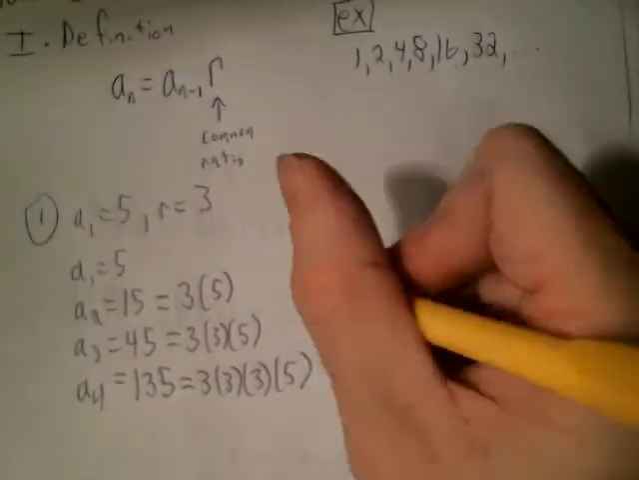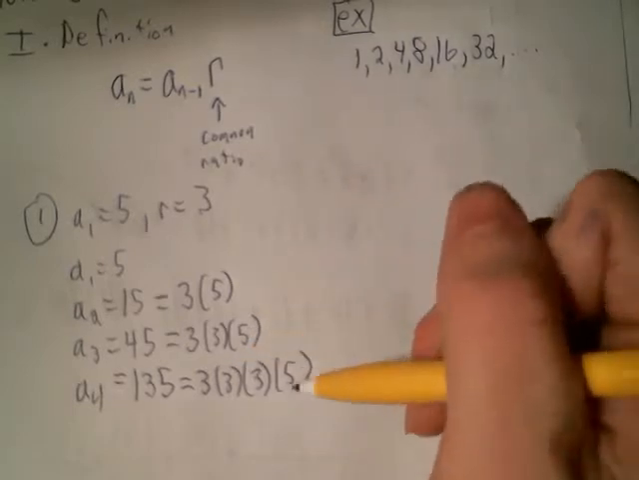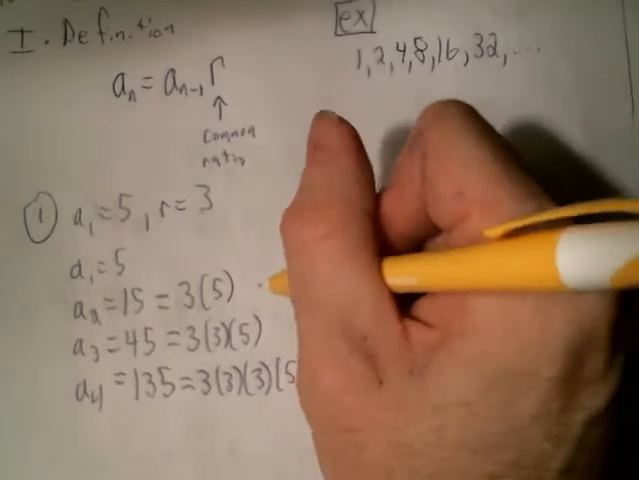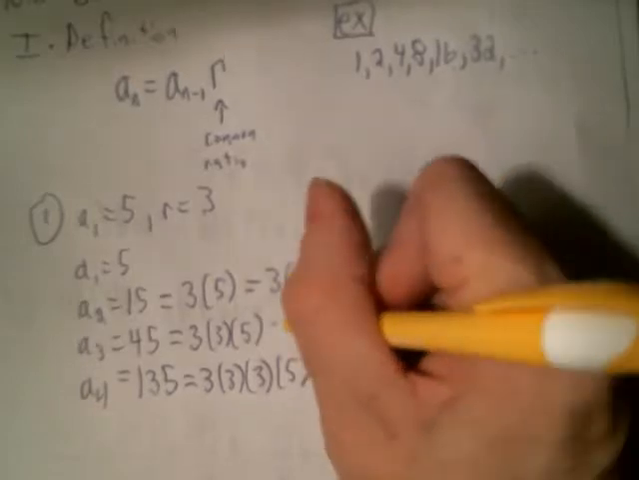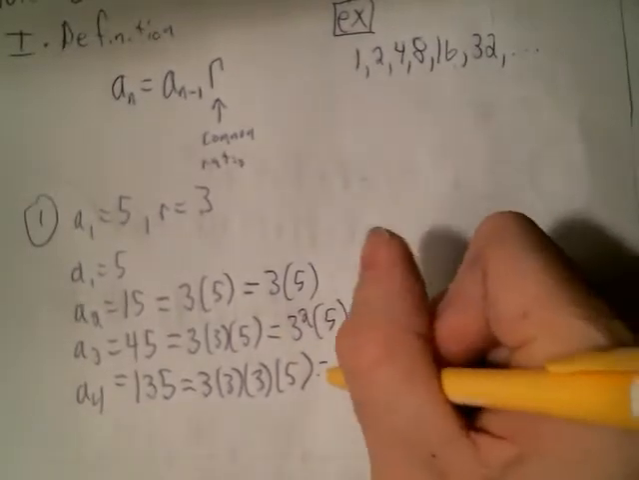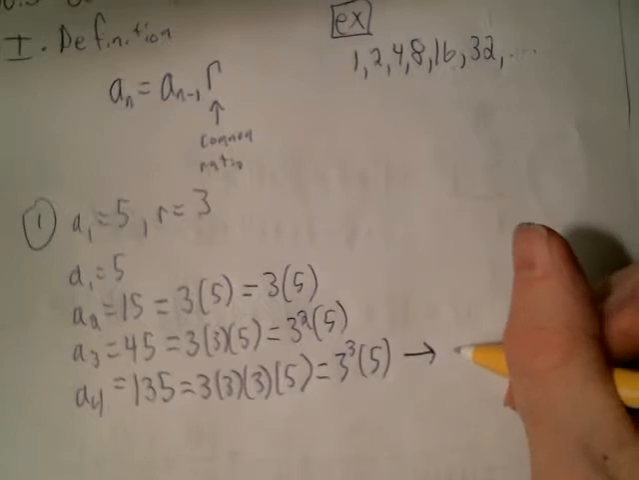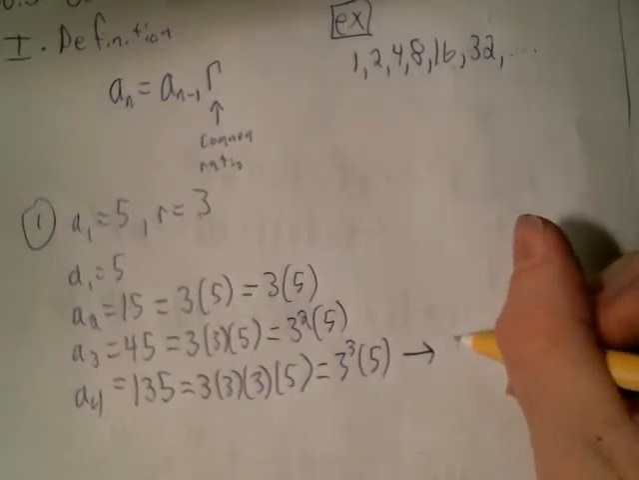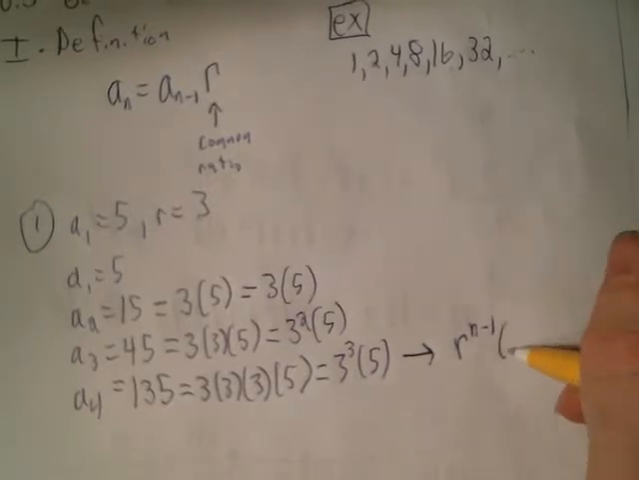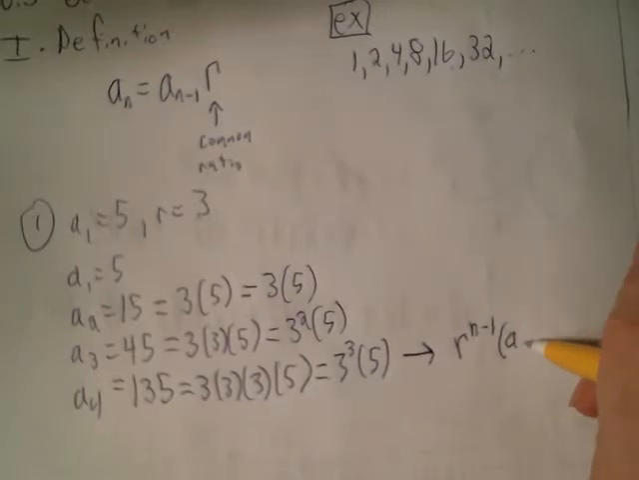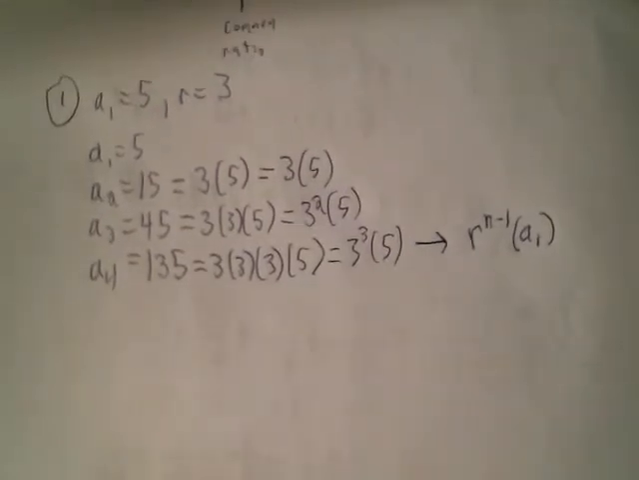So it seems that instead of adding in every time, like 2d and the next one plus 3d and then plus 4 times the common difference, this time we're multiplying in an extra ratio. So this will be 3 to the first times 5. This will be 3 to the second times 5. This will be 3 to the third times 5. And what we're suspecting is that the formula will be something like the ratio raised to the n minus first power times some number, and a sub 1 is probably the number. So that's just foreshadowing where we're headed.